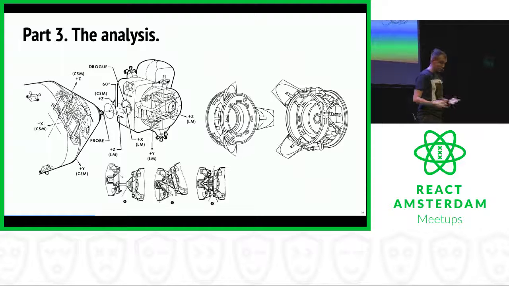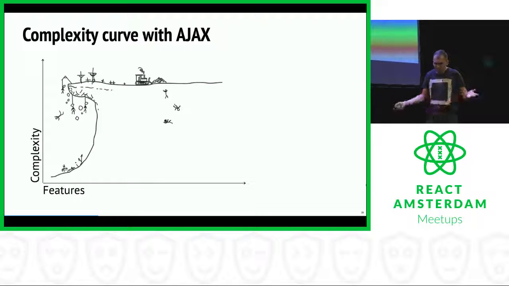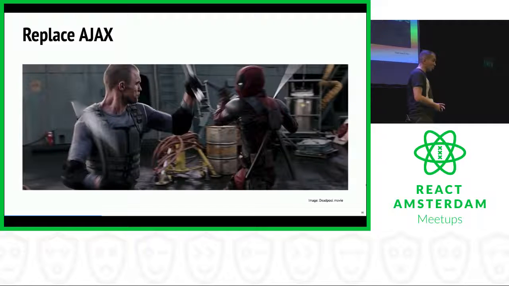So how can we solve it? Let's think about it. The main problem is Ajax. Ajax is very easy when you have easy tasks, but when your complexity grows, Ajax becomes an unusable instrument. So we must kill Ajax. This is the only solution.